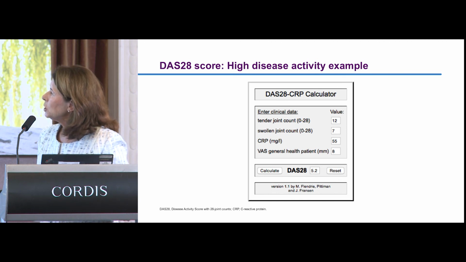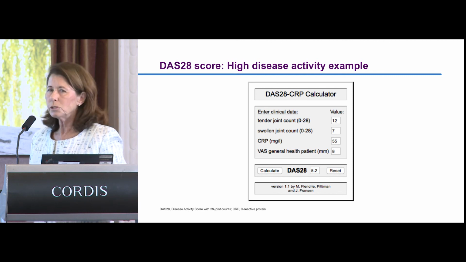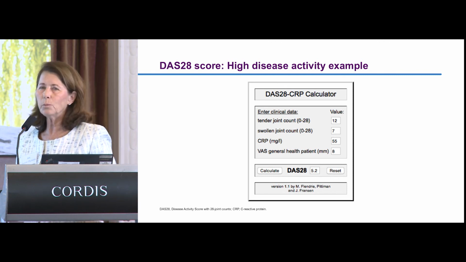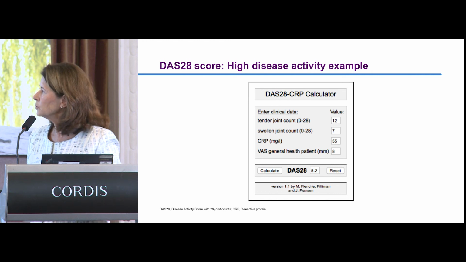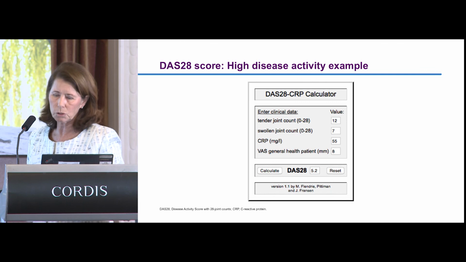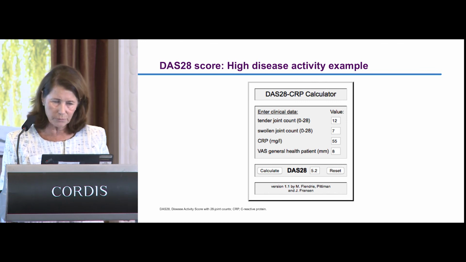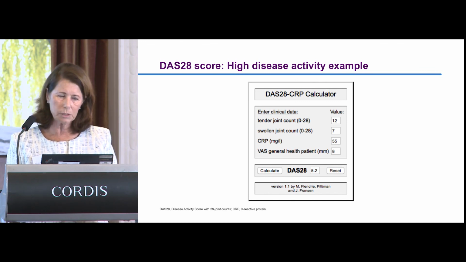And then this is the visual analog scale for general health. And this is the patient-reported aspect of the scale. Just remember this is heavily weighted in the analysis for this part of the score, so that makes a big difference to the overall score. And you'll see here that it's calculated, and there is the DAS score of 5.2. So we need more work to do for that patient. But that's how we use these tools.